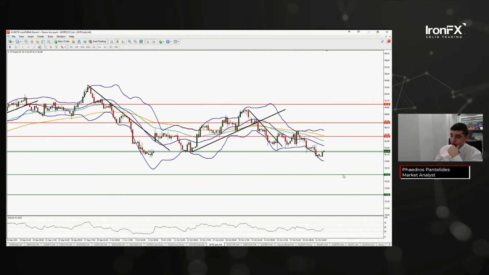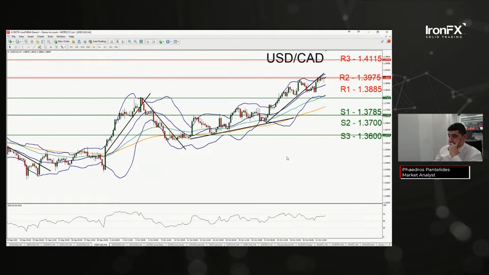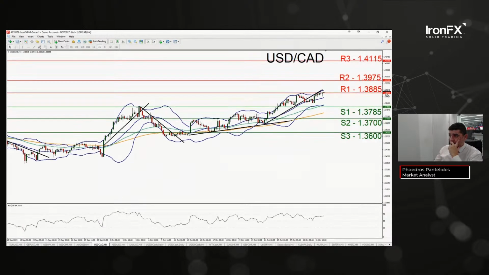It would need to break above R1 for it to switch to a bullish outlook from a more macro view. So this could be a temporary market correction to higher ground before moving lower. But as we said, for the day, maintaining a bullish outlook on oil, which is actually probably why we're seeing some resistance by the Canadian dollar.